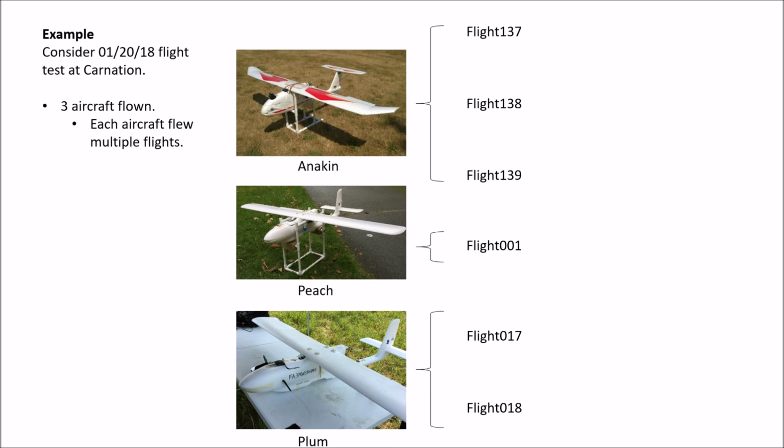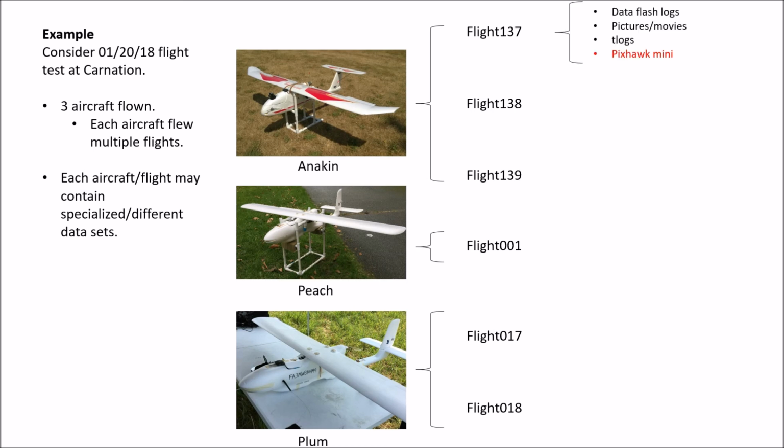Now, each of these vehicles or all these flights might contain specialized or different data sets. So for example, with Anakin on flight number 137, we might gather the normal data sets, which are shown there in black, things like data flash logs. We might also take pictures or movies during the flight, and we also collect telemetry logs. But during this particular flight, maybe we put on a specialized sensor like a Pixhawk Mini that was used for different types of data collection. So I'm going to denote some of these specialized sensors in red here.